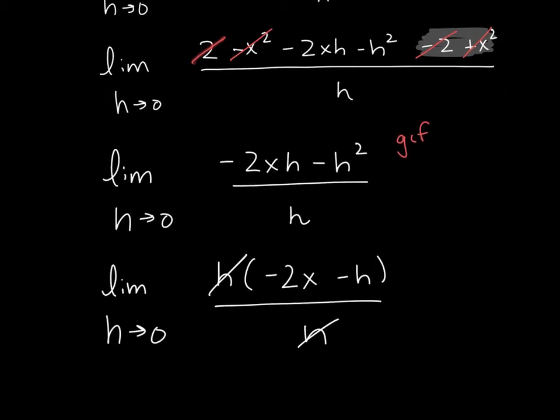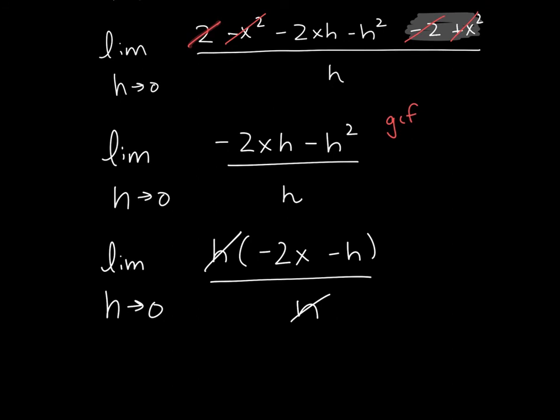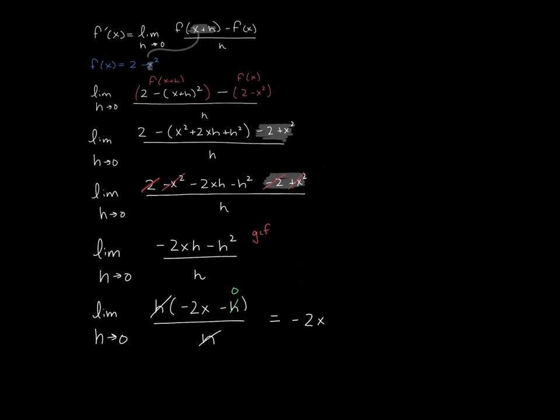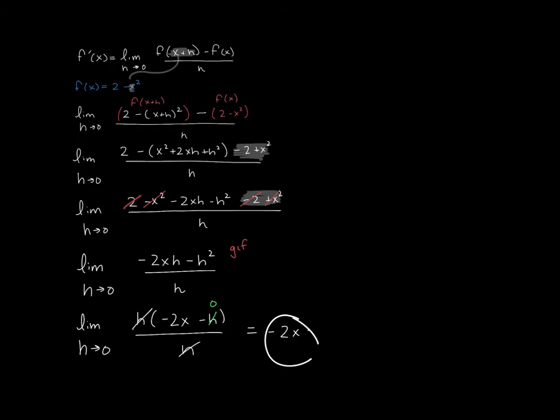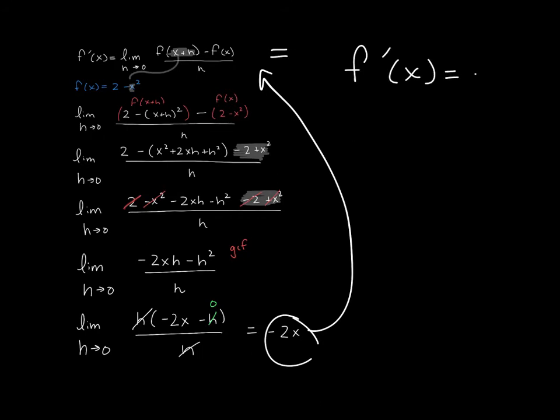The h's become 1. And now I can use direct substitution and get the fact that all of this is equal to negative 2x. Now, let me minimize all of this because this now becomes our derivative. So I say that f prime of x is equal to negative 2x. The other notation that I could say is that the derivative of y with respect to x is equal to negative 2x. Now we're going to, on the next part, talk about what that actually means.